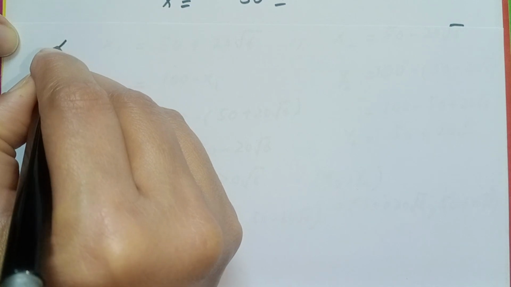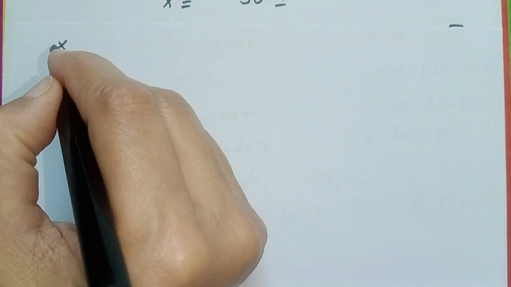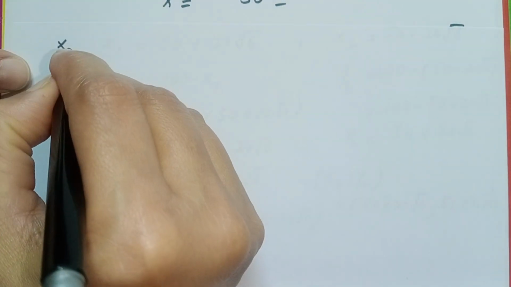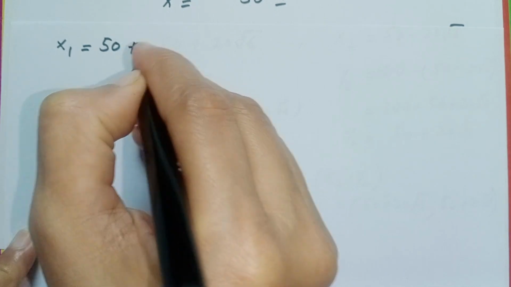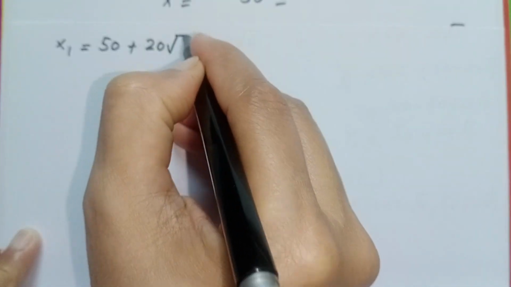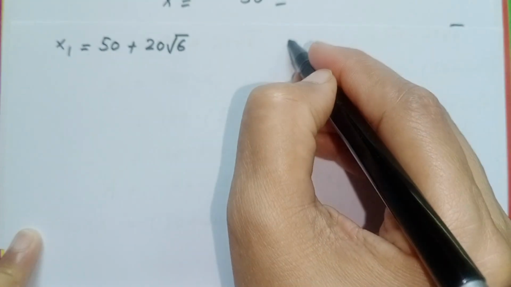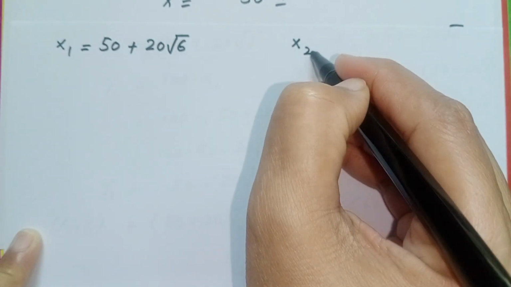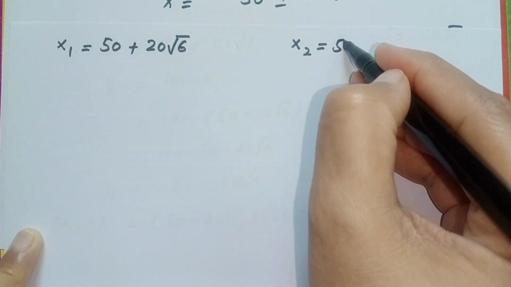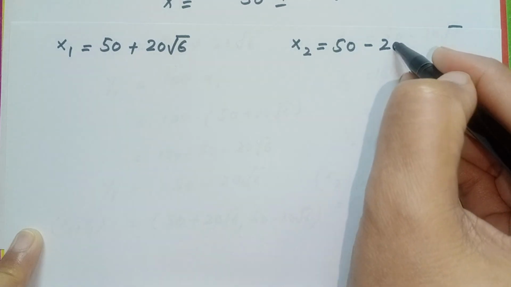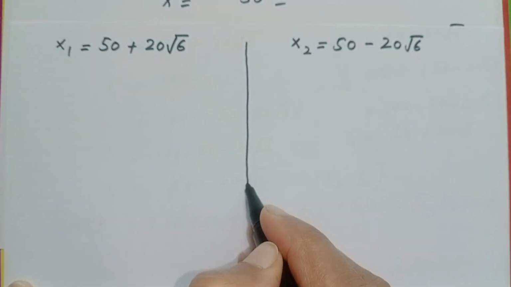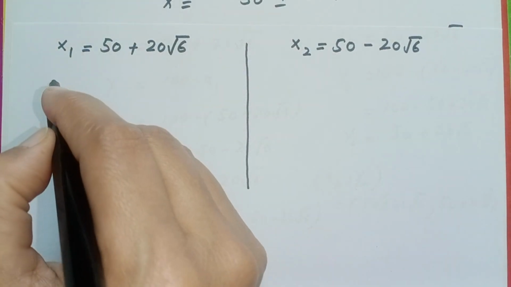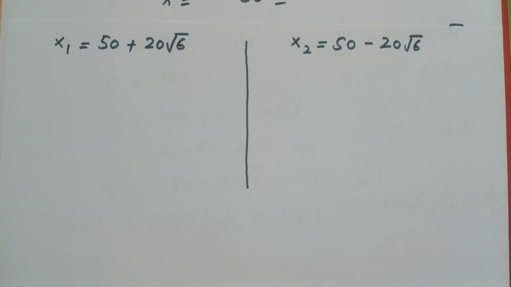So we will take these two values and we will find now the value of y. Here x1 is equal to, we will write it again, 50 plus 20 square root 6, and x2 is 50 minus 20 times square root 6. So we have two cases here for x1 and x2. We have to calculate the value of y.